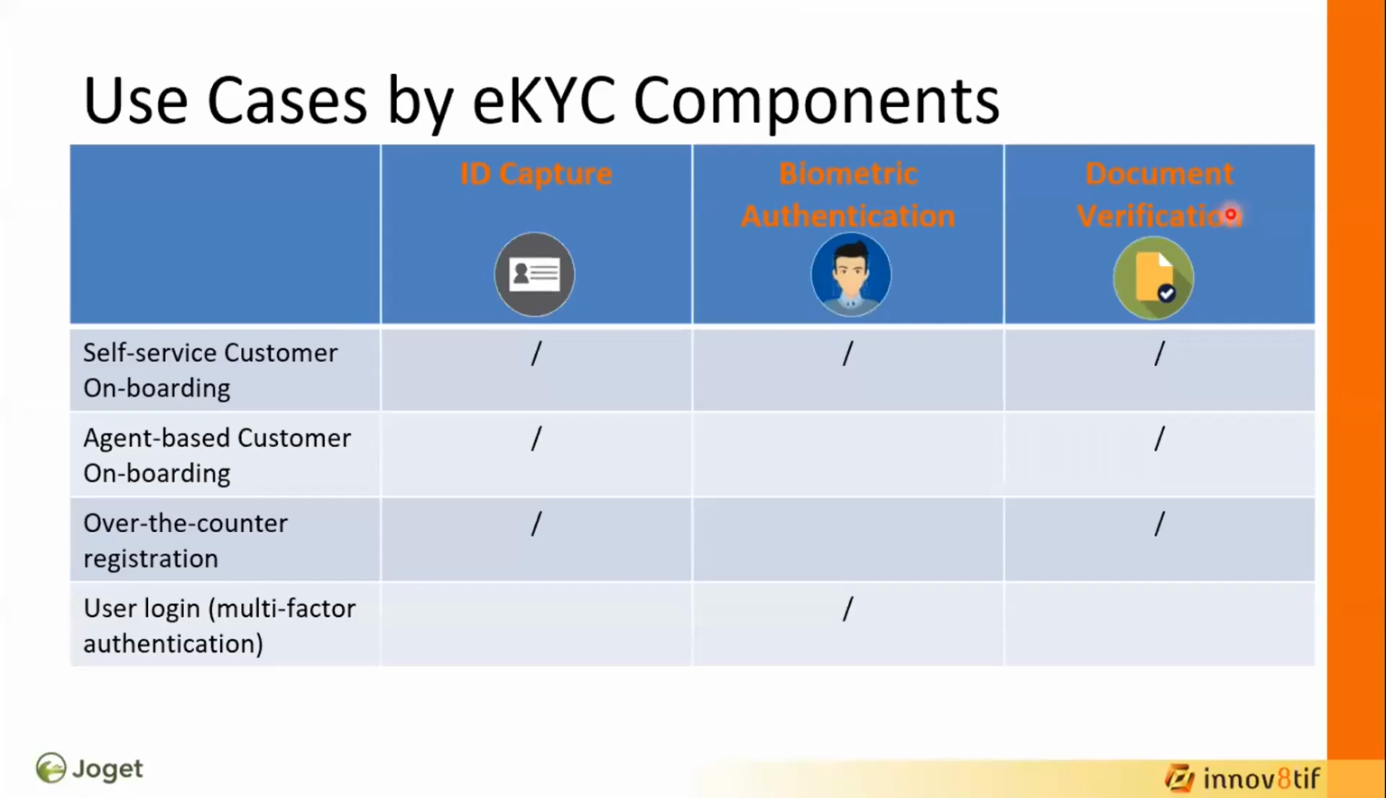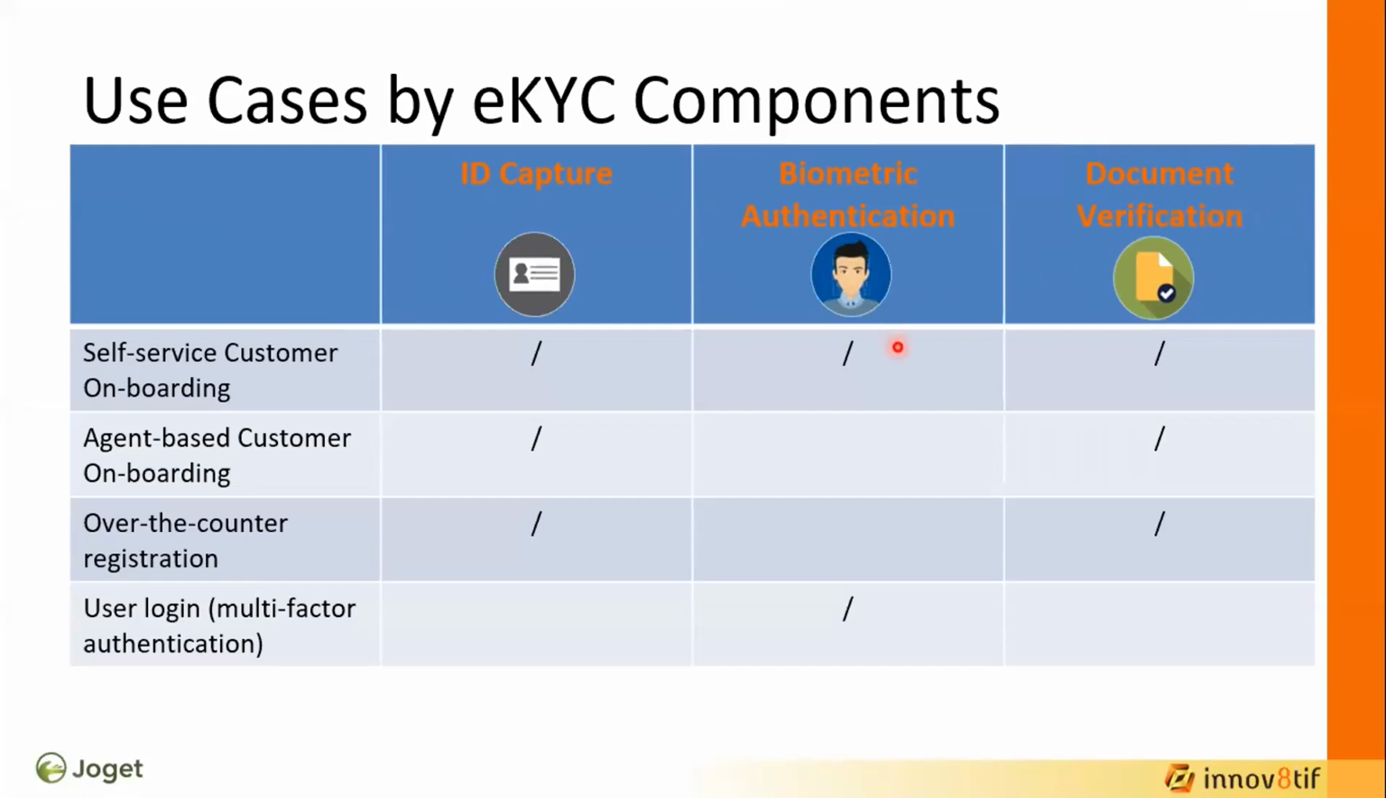All right, so some of the use cases by components. The components that I did mention before were things like ID capture, which is basically OCR to extract all the characters, all the words on your document. This can be your identity document, your national ID, or it can be a passport. Biometric authentication is more of your face, your selfie, to ensure that you are the correct person who is submitting the data. And document verification is ensuring that the document is a true copy.